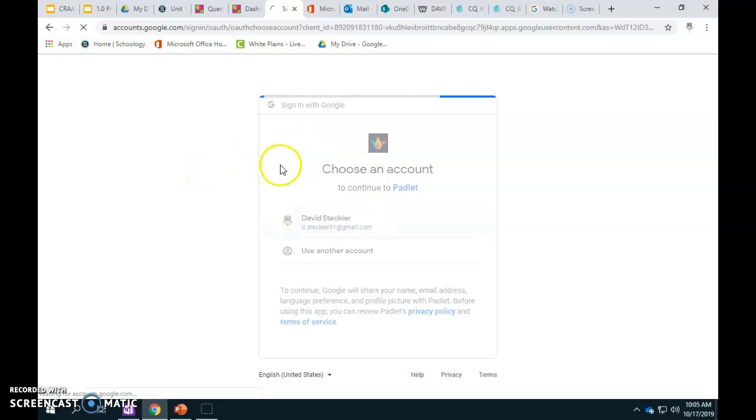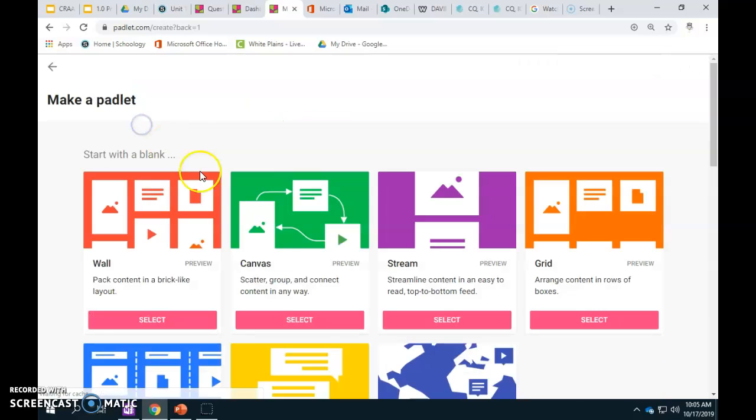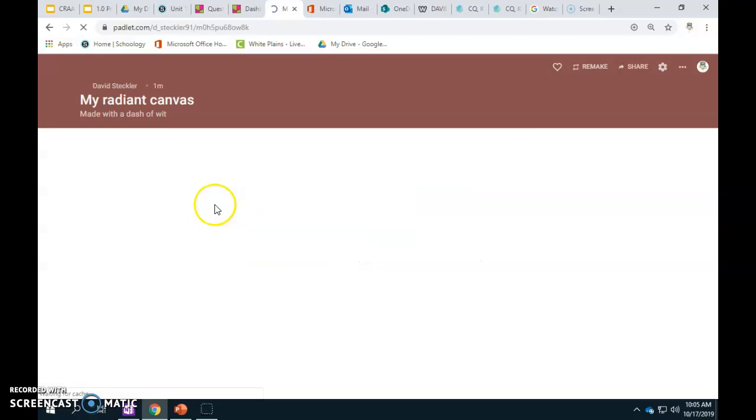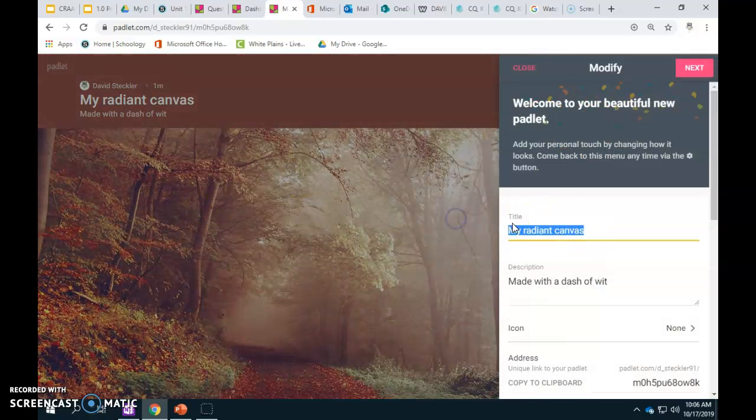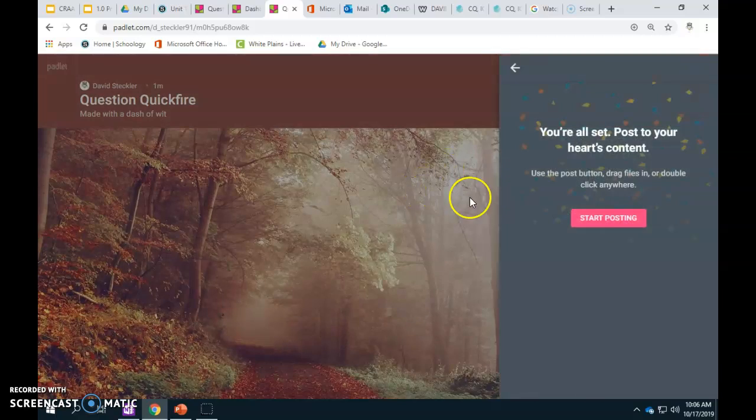And after logging in, you're going to come to this screen over here that says make a Padlet, and you're going to click make a Padlet and you're going to go to Canvas because we want to be able to scatter group and connect the content with these arrows. Once you've created the Padlet, it's going to ask you to name it. You can call it Question Quickfire. And we can hit Next.